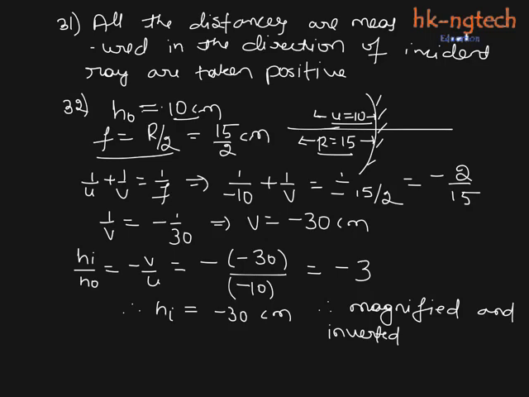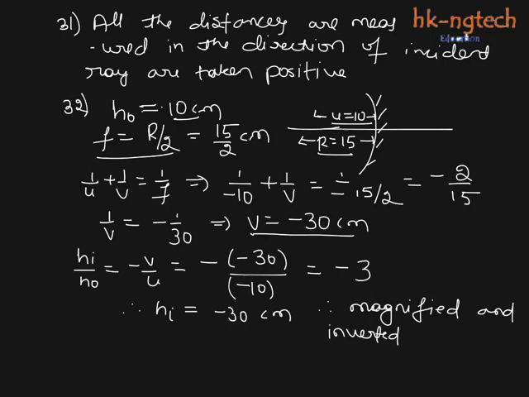According to the mirror equation, 1 by u plus 1 by v is equal to 1 by f. So 1 by minus 10 because u is negative here, plus 1 by v is equal to 1 divided by minus 15 by 2, because the radius of curvature is negative, hence the focal length is also negative. So here we get v is equal to minus 30 centimeter. So obviously it is a virtual image, so we can say that it is a virtual image.